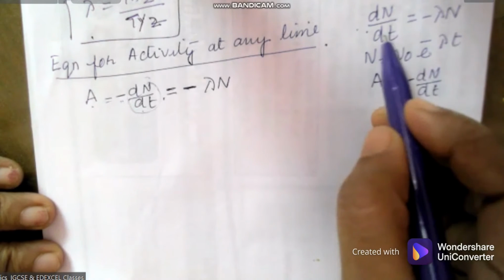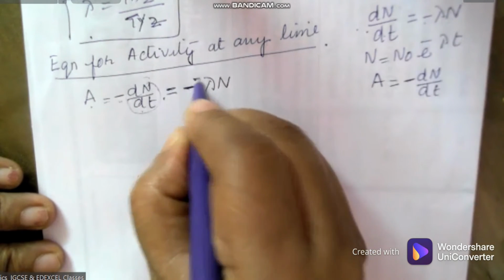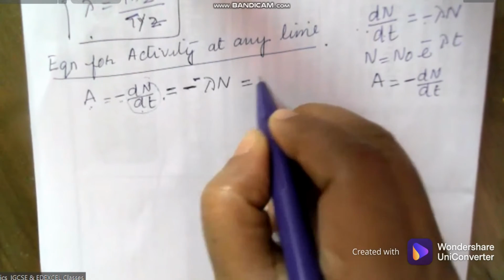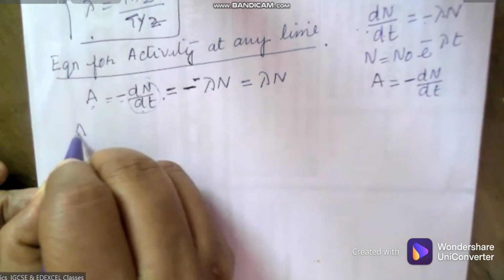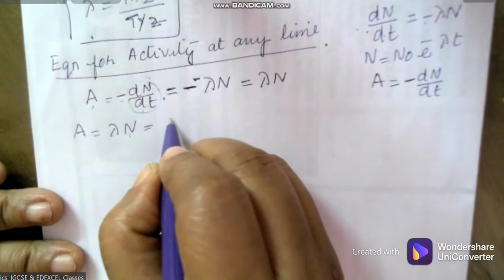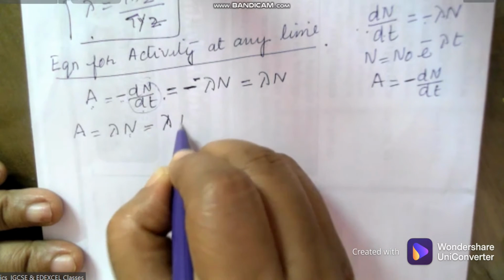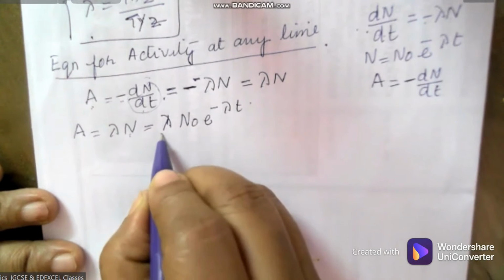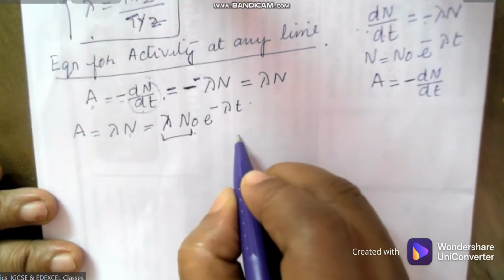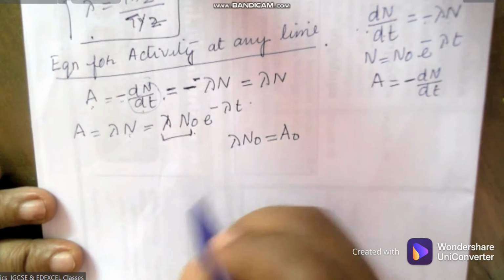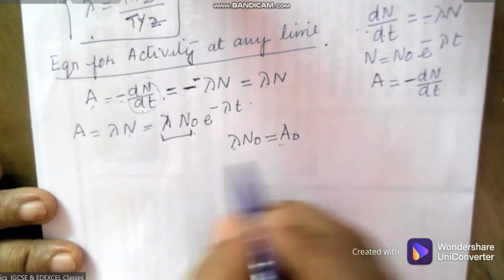Now dN by dt is equal to another negative of lambda N. So there are two negatives. Therefore, activity is a positive number. Therefore, this is equal to lambda N. All right. So what do we get? A is equal to lambda N. And what is N? We already have an equation. N is equal to n naught e to the power negative lambda t. Now this lambda into n naught is taken as activity in the beginning. So instead of this, if you write A naught, what do we get?